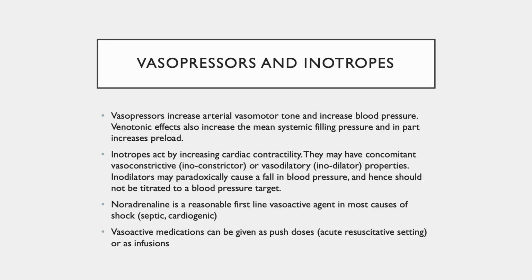Vasopressors at high doses may actually reduce cardiac output if afterload is too high, and inotropes, especially inodilators, may reduce blood pressure because of their vasodilatory properties. It is hence important to titrate each agent to appropriate targets and to monitor the global impact based on the earlier described hemodynamic targets of pressure, oxygen delivery, and flow. Generally speaking, noradrenaline is a reasonable first-line vasoactive agent in most shock states, and these medications can either be given as push boluses or infusions when resuscitating a patient in shock. The subsequent few slides will cover commonly used vasopressors and inotropes in the ICU.